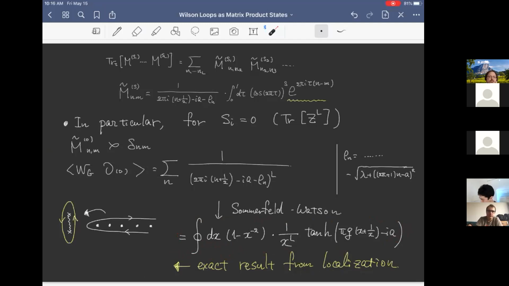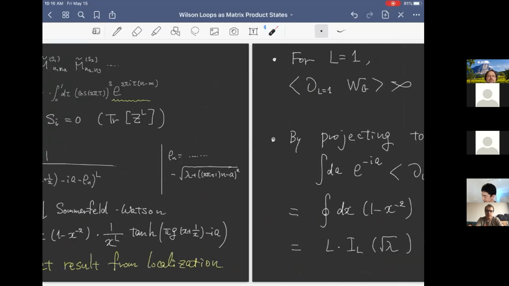So this 1 over x^L is directly coming from here. And this tanh is precisely coming from the Sommerfeld-Watson transform. And it turns out this actually reproduces the localization result, which was computed earlier using the matrix model. Okay, so in this particular case, the approximation that I did was actually exact because of the supersymmetry.